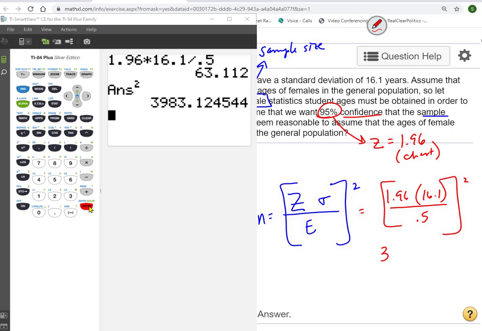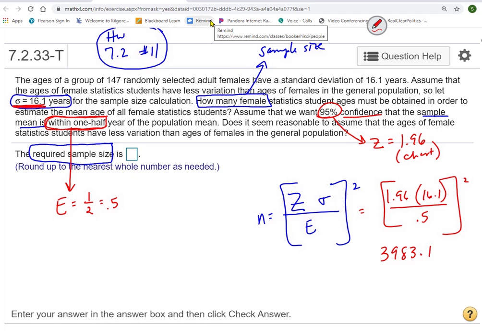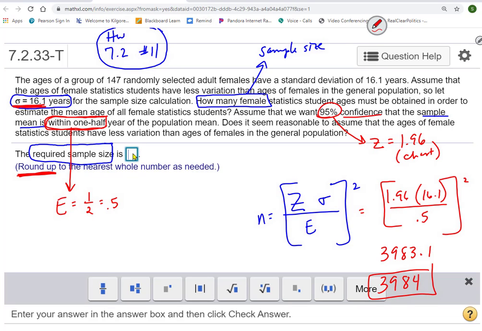That gives us 3,983.1. But remember, with sample size, and it does remind you, we always round up. So you're actually going to type in 3,984 people as a sample size. And so you can go on and answer if there's a second part, but that's the main thing that I want you to know for this problem.